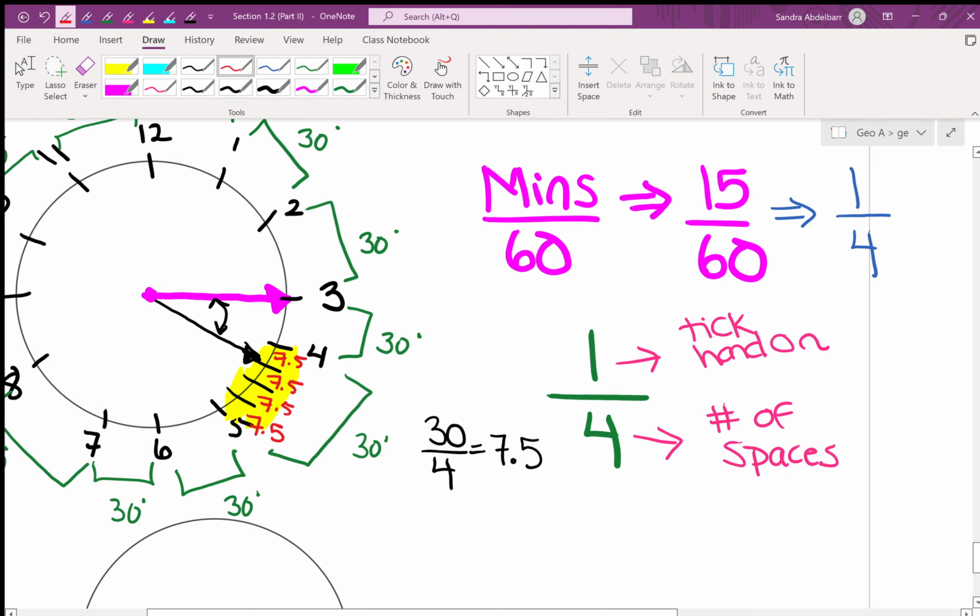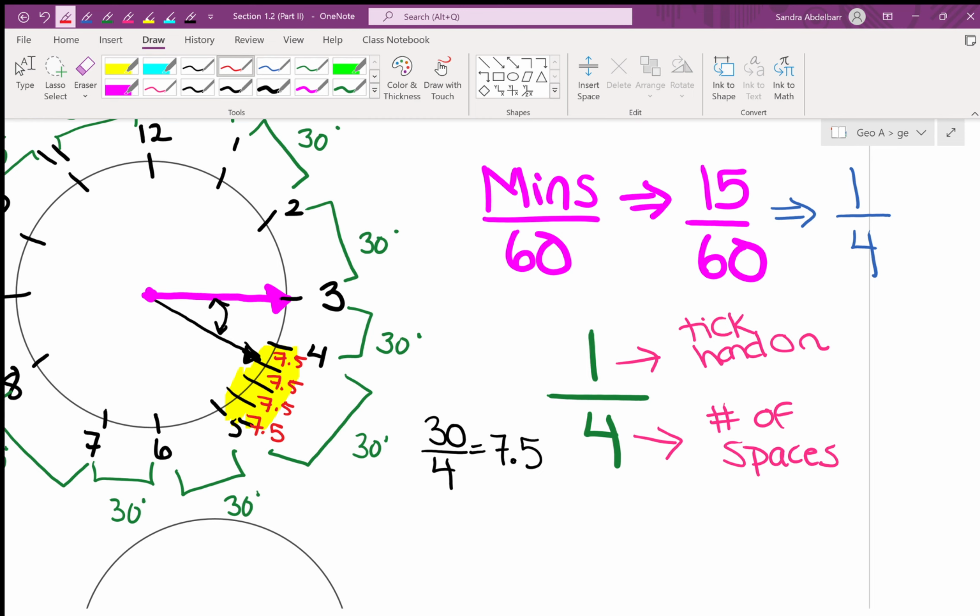Did I do something? Yes. Is the hour hand supposed to be on 4? Because it's 4:15. The minute hand is on the 3. The hour hand is somewhere between the 4 and the 5. Right? The big hand is the minute hand. The small hand is the hour hand.